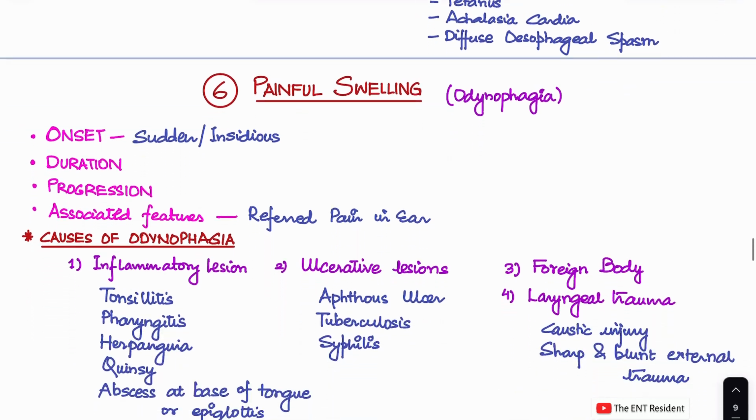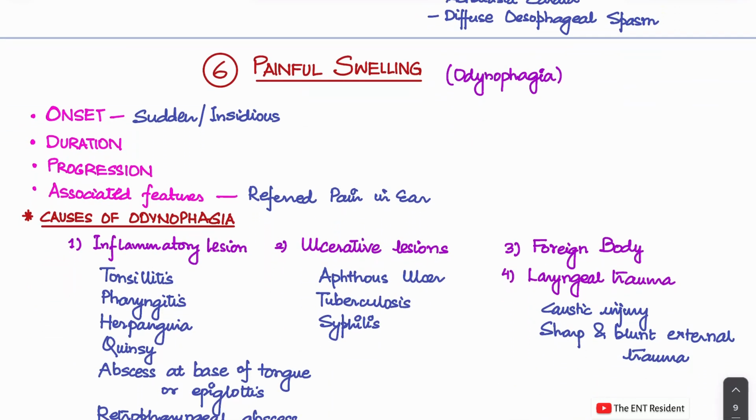Next, we move on to painful swallowing. I am so sorry, this is supposed to be painful swallowing. Yeah. So, this is odynophagia. Is it sudden onset or is there insidious onset? How long has it been present for? How is it progressing? Is it gradually progressing or is it rapidly progressing? Are there any other associated features, like is there any referred pain happening in the ear?